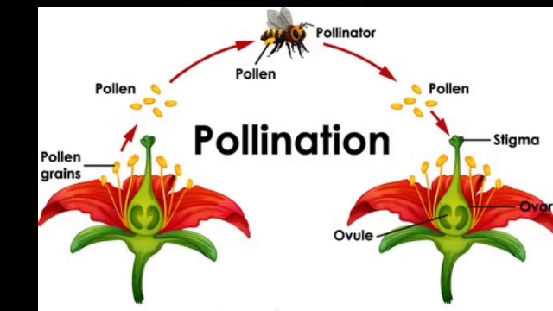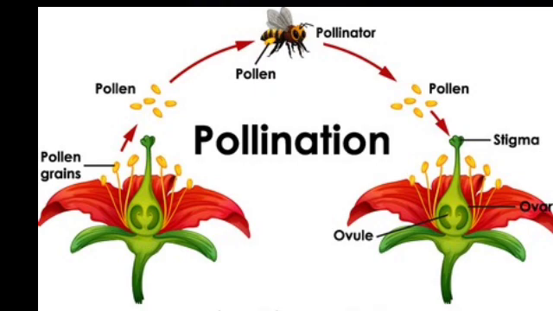If the pollen lands on the stigma of the same flower or another flower of the same plant, it is called self-pollination. When the pollen of a flower lands on the stigma of a flower of a different plant of the same kind, it is called cross-pollination.